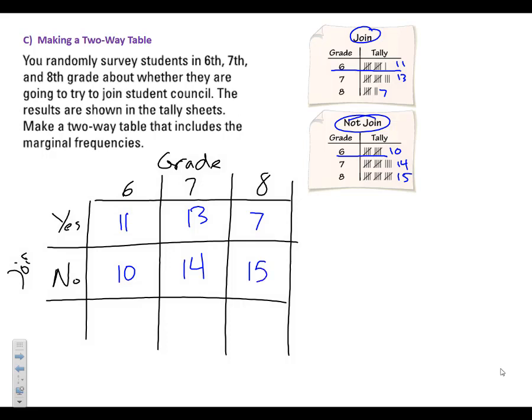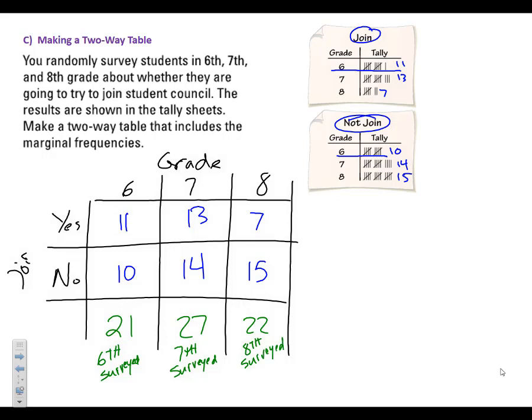It also says to include our marginal frequencies. So the first thing I do is count up our 6th graders. And when I go down the column of 6th graders, I have 11 and 10. That is 21 6th graders were surveyed. 7th grade, 13 plus 14, 27 7th graders were surveyed. I guess I'm interpreting it at the same time, so I might as well write that down. 6th graders surveyed. 7th graders surveyed. And in 8th grade, 7 and 15, that is 22 8th graders surveyed.